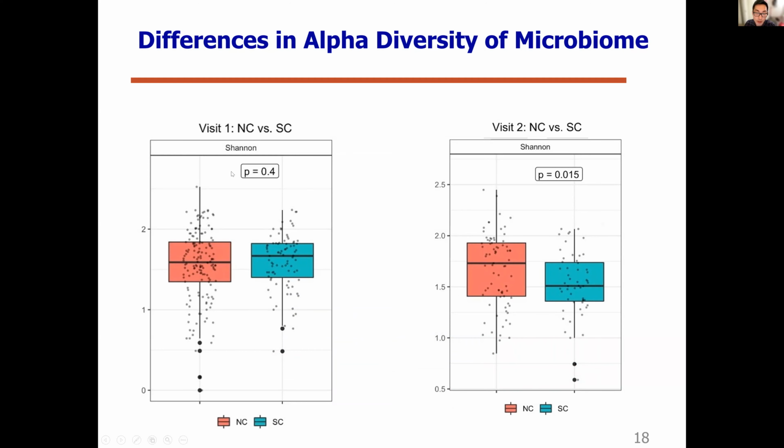The same thing happens if we calculate the alpha diversity. So for example, here we calculate the Shannon diversity index at visit 1 and visit 2 respectively. At visit 1, there's no difference, but at visit 2, we see a drop in Shannon index among the SC subjects. So again, the alpha diversity cannot serve as a good biomarker indicative of disease until the subject indeed developed the disease or got the infection.